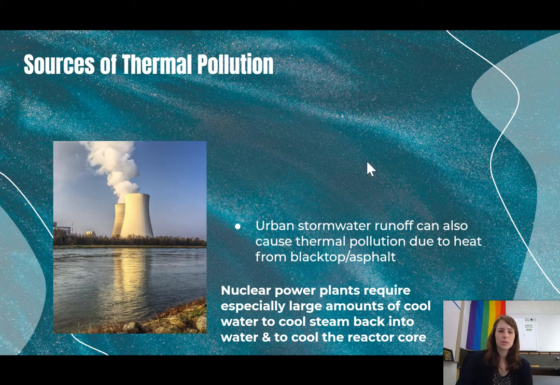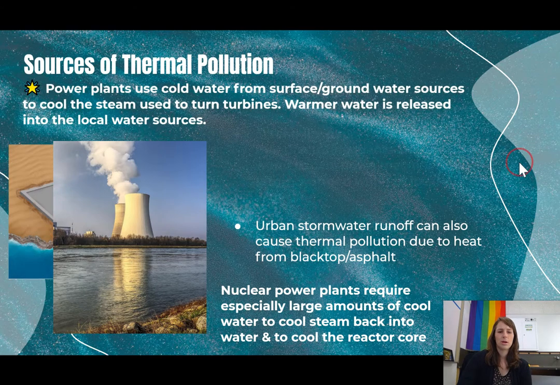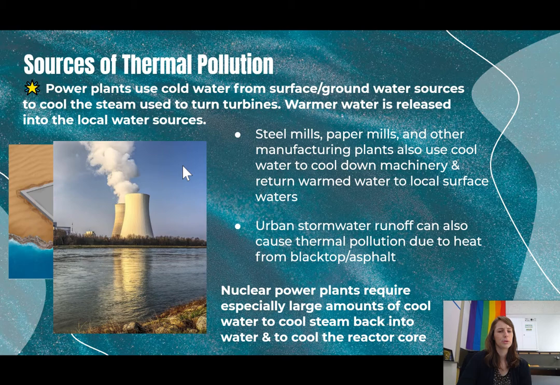So we're going to look at some sources of thermal pollution. Okay, so for the sources of thermal pollution, power plants are going to be using cold water from the surface or groundwater sources in order to cool the steam used to turn their turbines. So we are going to have warmer water then released into the local water sources. So they're going to be taking in cold water, using it to help cool down things, and then releasing some of that warmer water back out into the waterways.